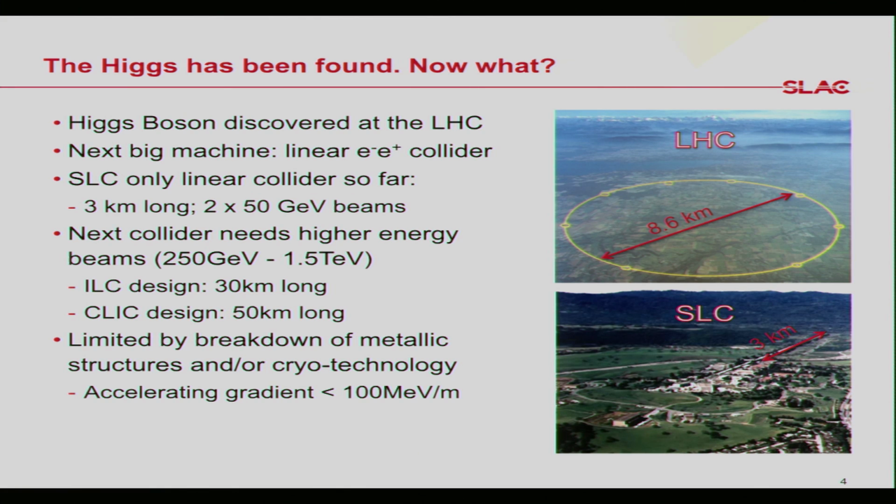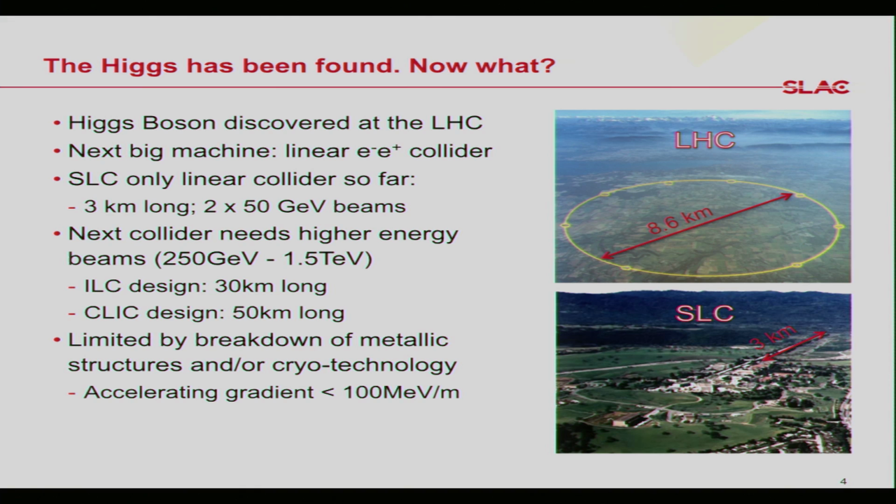So, a little more immediately, a lot of you have probably read in the news that the Higgs boson was discovered at the LHC, and the next big machine that people would like to build to understand this is a machine called a linear collider. Well, it turns out SLAC operated the only linear collider that's ever operated in the world. This was the 3 kilometer long SLC, the SLAC Linear Collider. It collided 2 beams of 50 GeV, and at that time studied one set of questions.